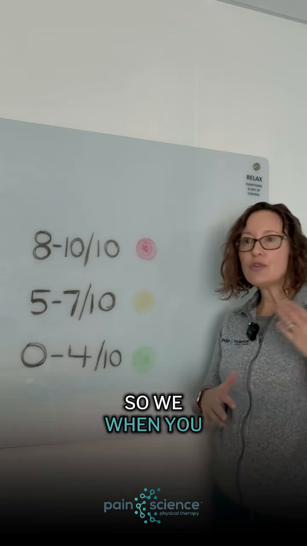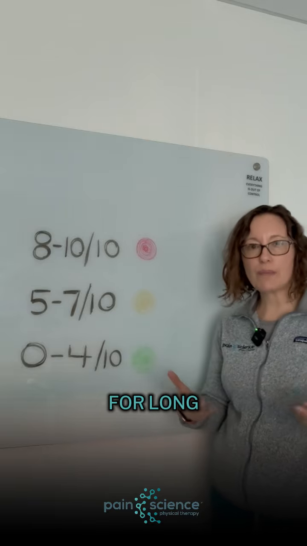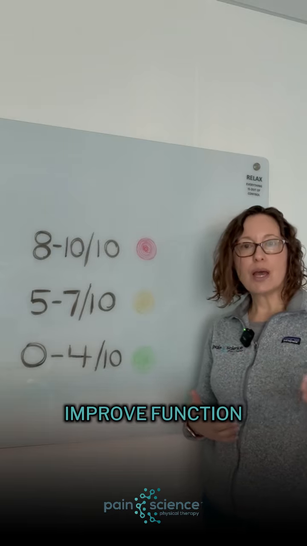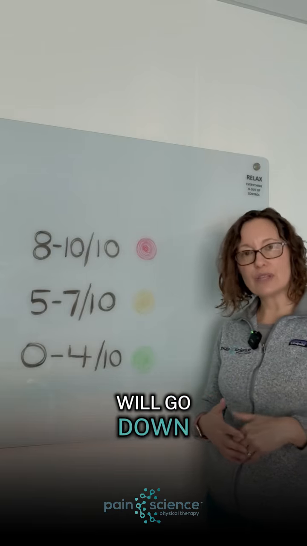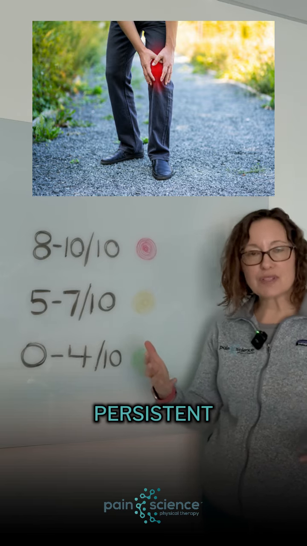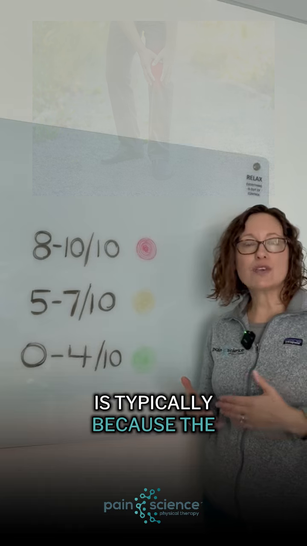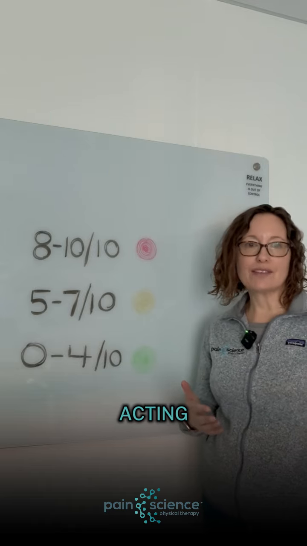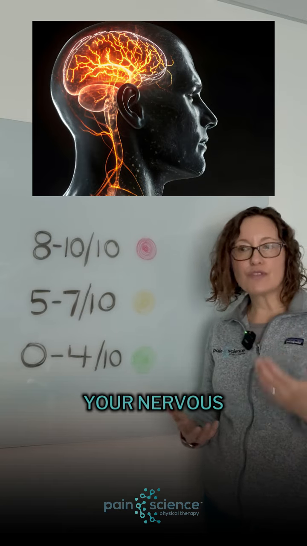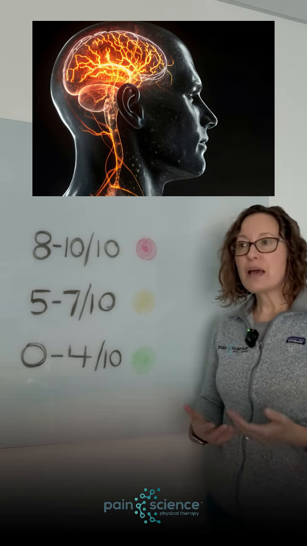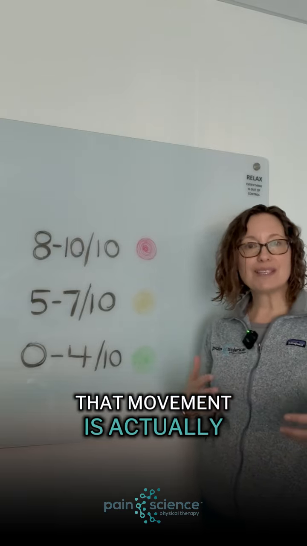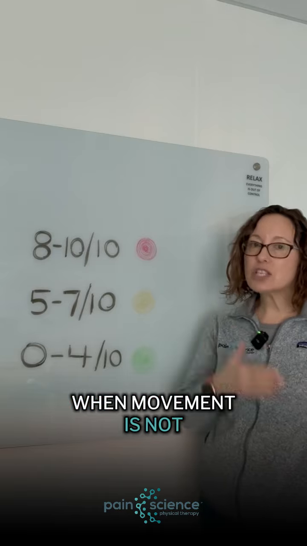So when you have been experiencing pain for long periods of time, you actually have to improve function before your pain levels will go down. Because the reason you're experiencing pain, if it's been very persistent, is typically because the alarm system is not working appropriately, which means that your pain system, your nervous system is producing pain, but it's producing pain incorrectly. So it has determined that movement is actually dangerous when movement is not dangerous.